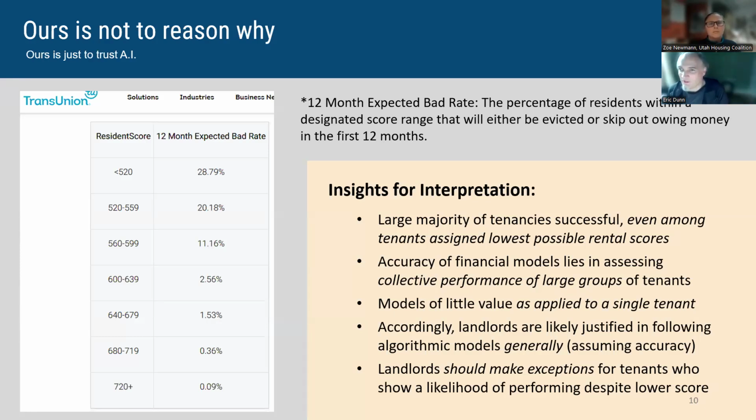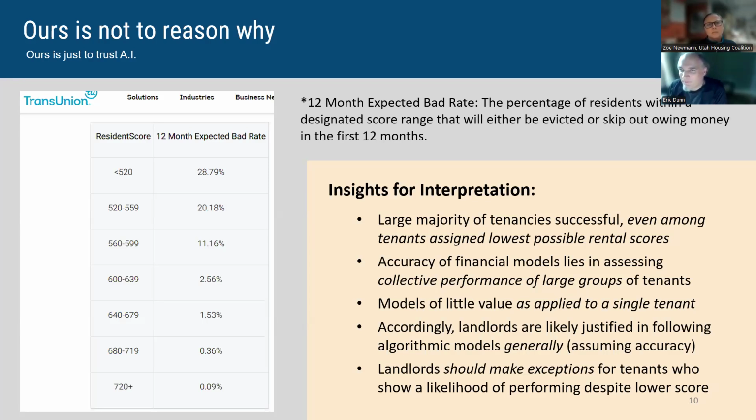So even if we look at the worst score band below 520, well, 28.79% chance, according to TransUnion, that you're going to default on your lease. I mean, that seems like a pretty high possibility, but it's still three quarters, more than 3 out of 4 tenants with that score are going to comply with their lease.